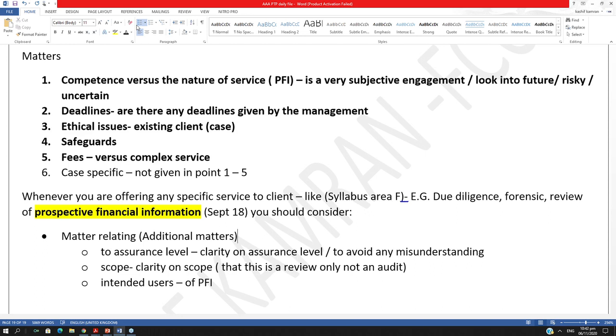We can consider the duration of PFI as well. That is also a very valid matter. You can ask management what the duration of the PFI is, how long the PFI is. Is it for 2 years? Is it for 3 years?